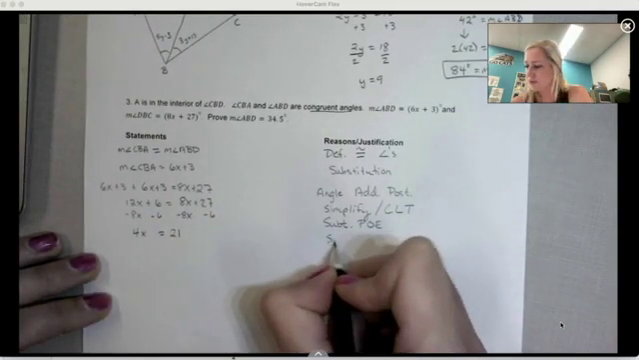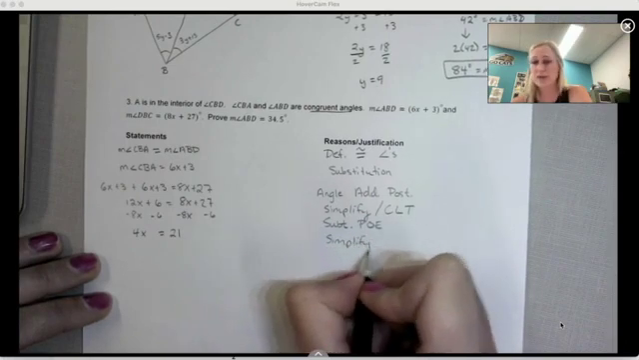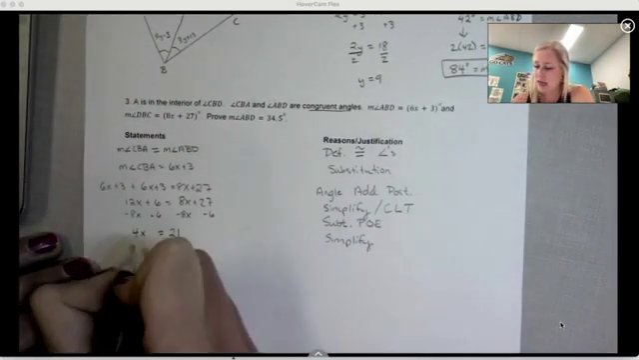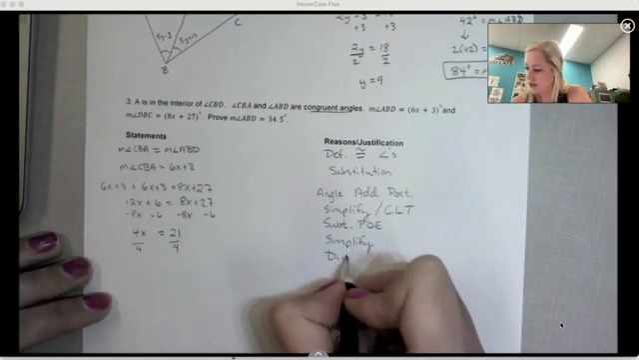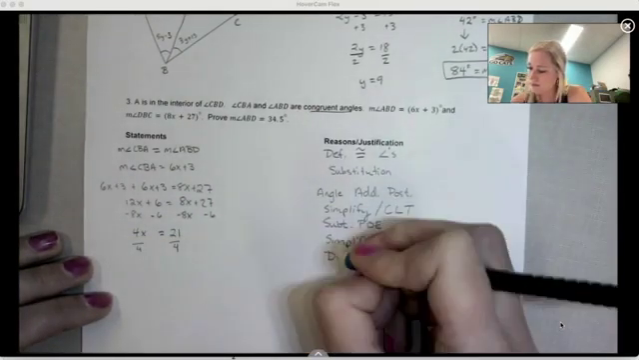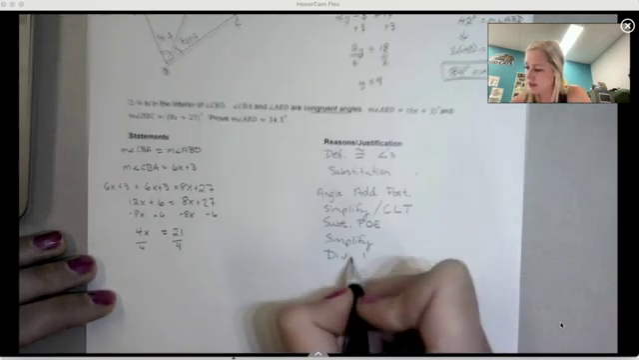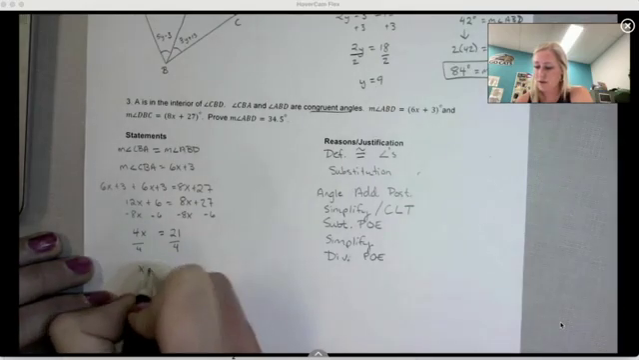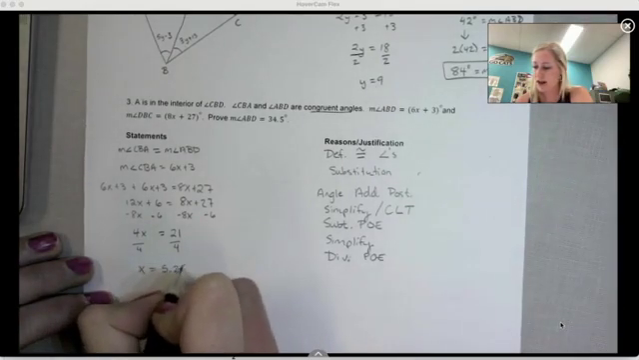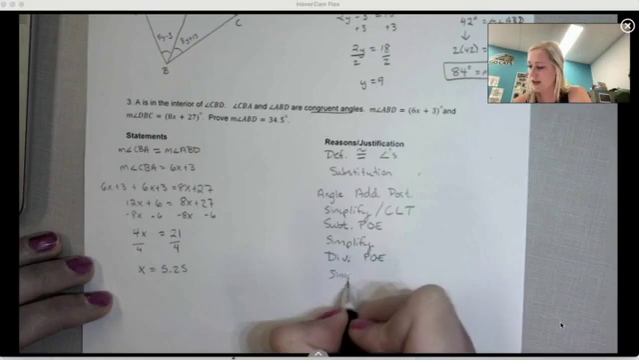And remember, after we use a property of equality, we're just doing the math. That's just simplify. Now to get x by itself, we're going to divide both sides by 4 using our division property of equality. 21 divided by 4 is 5.25 when I simplify.